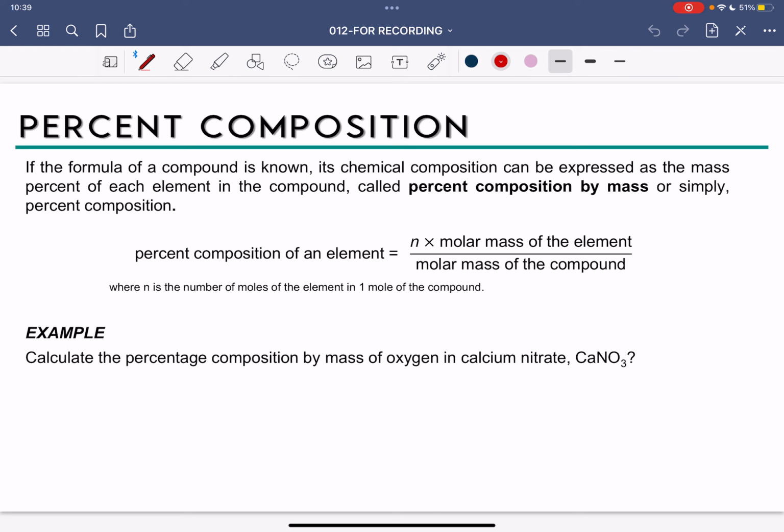It says here that if the formula of the compound is known, its chemical composition can be expressed as the mass percent of each element in the compound. Mass percent is the same as percent composition by mass, or simply percent composition. Now we're being given the formula for the percent composition of an element in a specific compound, that is n times the molar mass of the element all over the molar mass of the compound, where n is the number of moles of element in 1 mole of the compound.